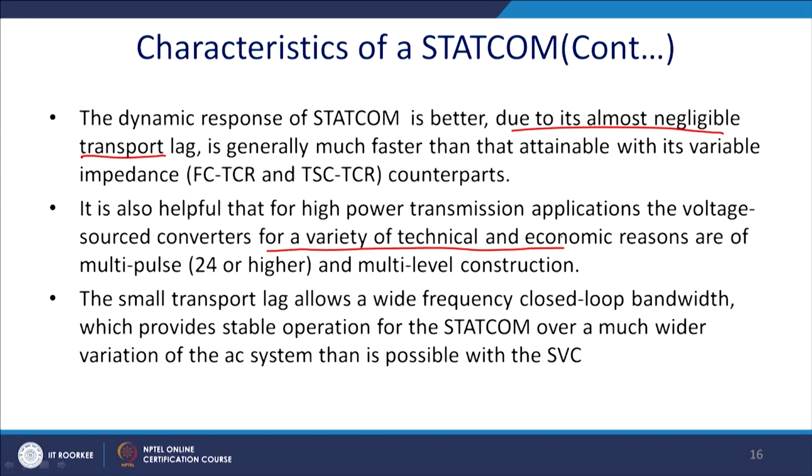It is also helpful that in higher power transmission applications, the voltage source converters, for a variety of technical and economic reasons, are multipulse. Why? Because you can reduce the THD. We know that if you have a 6 pulse converter, then it is 6n plus minus 1 harmonic content, and thus you make it 24 pulse. So, you definitely eliminate the higher strength lower order harmonics. So, for the harmonic consideration we prefer the multipulse converter.